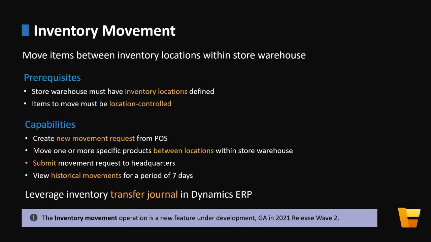All right, and then the next operation I want to talk about is the inventory movement. This operation can facilitate users to move inventory of one or more specific products from one location to another location within a store warehouse. For example, to move items from your store's backroom to the sales floor.